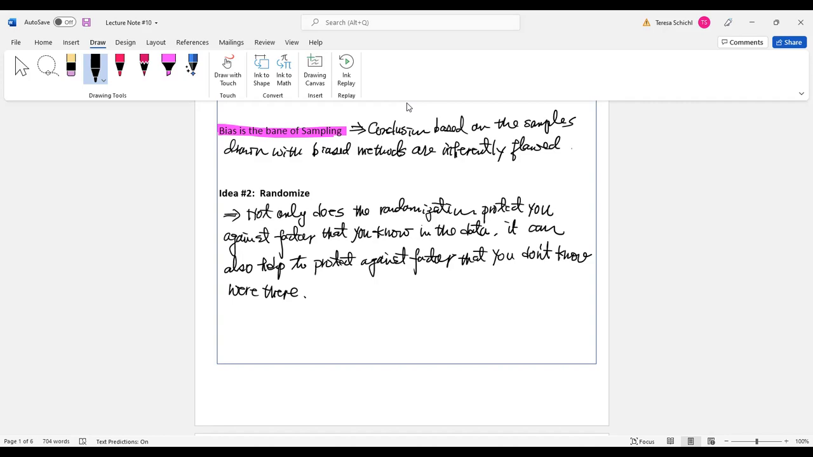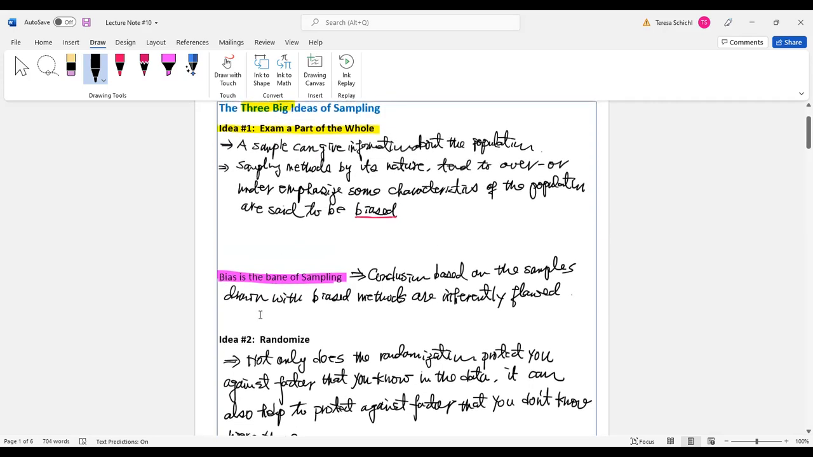So that's why randomization is important: when you randomly pick, you can avoid characteristics affecting the data, whether you know about them or you don't even know about them, right? So that's the second idea. When you do the sampling, the second big idea is that you have to consider randomization. You need to randomize your sample, so you can protect your data against a lot of unknown factors hiding behind.